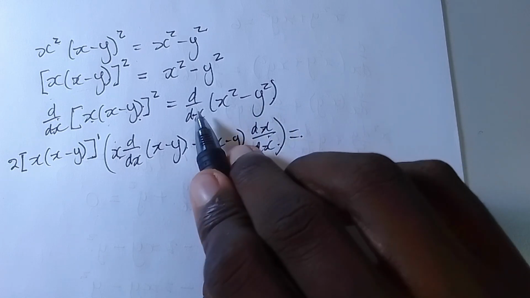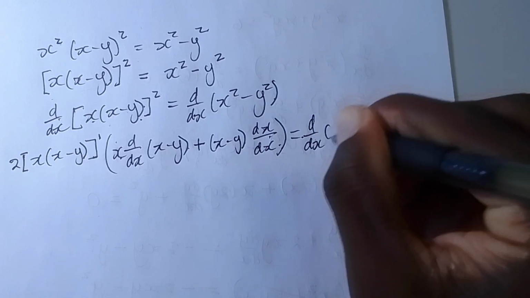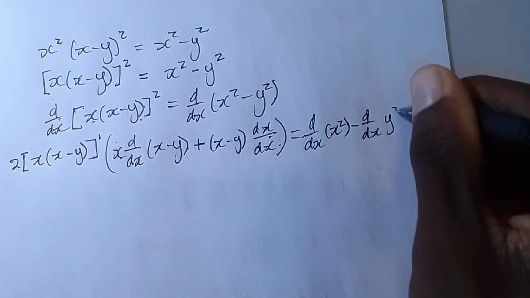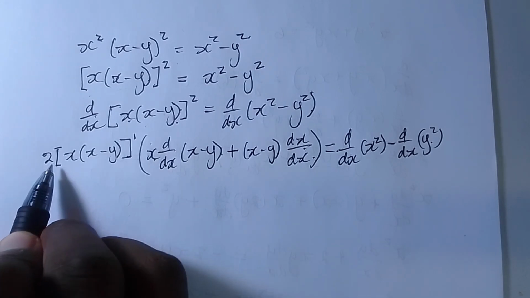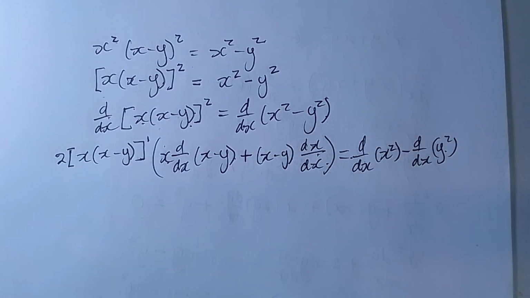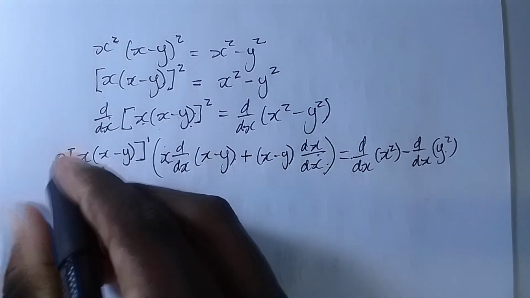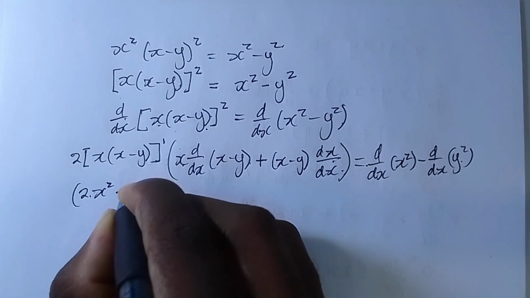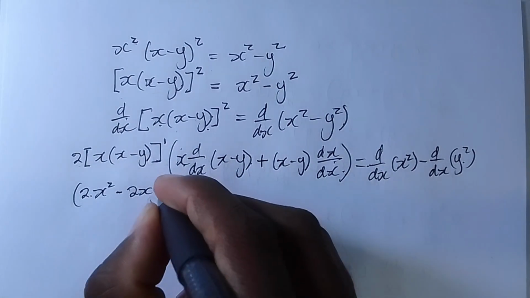The derivative of this side is you just distribute the derivative sign. You have d/dx of x squared minus d/dx of y squared. Okay, so this is fine. Let's just distribute the 2x, because this is 2x multiplying into this. We have 2x squared minus 2xy.